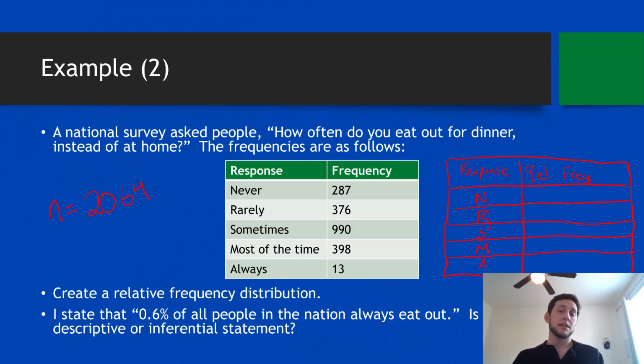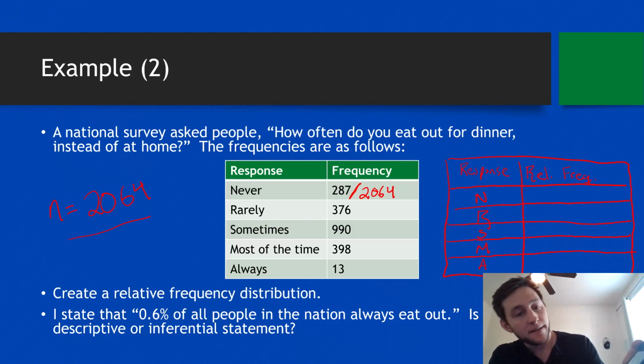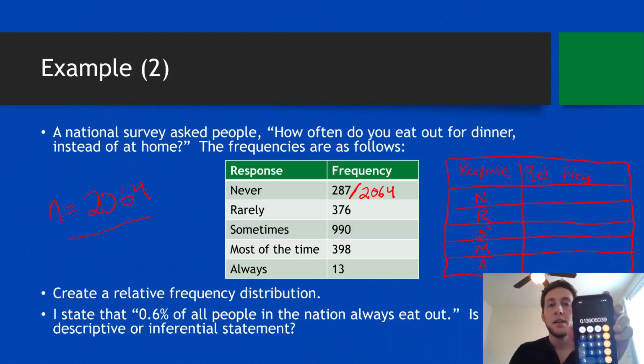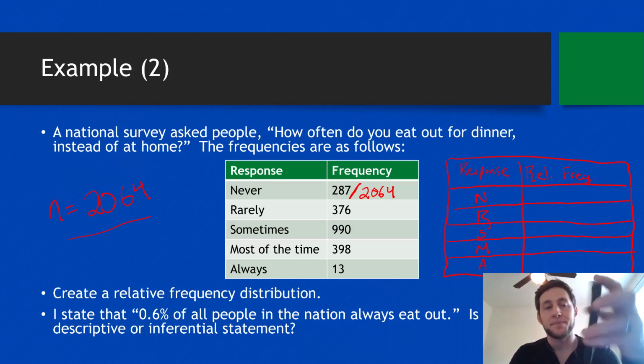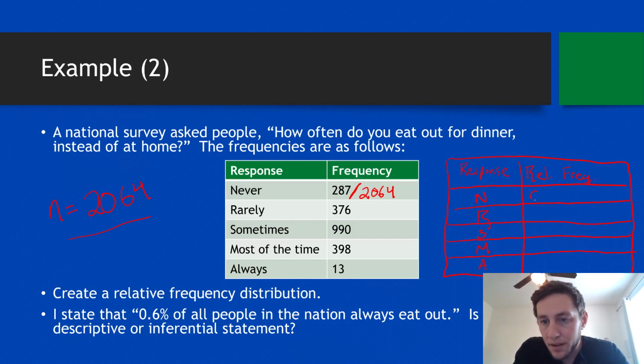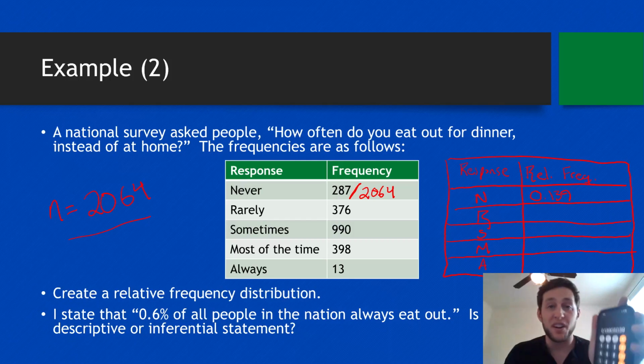Great. Now, in order to get the relative frequency, all we're going to do is divide each frequency by this total number right here. So, for instance, the relative frequency of the never response will be 287 divided by 2064. I'm running out of space, so apologies for my sloppiness. Going to my calculator, 287 divided by 2064. Notice this long string of decimals that I get. I'm going to stop it at 0.139, at the 9 right here. So we'll go 3 decimals for everything as of right now.